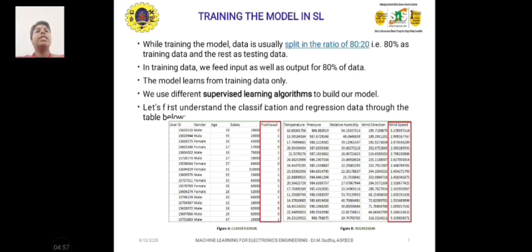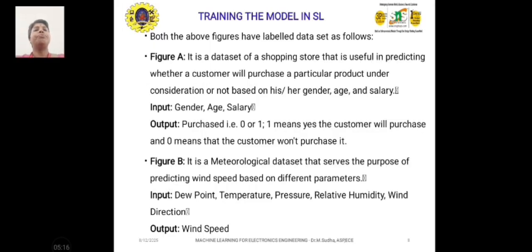Let's first understand classification and regression data through this table below. Here we have mentioned so much data. For classification, the output is yes or no, that is either 0 or 1. But coming to the regression model, we can have floating point variables also. So this is how the model training takes place. Both the figure A and B explanations I have given in the last slide itself.